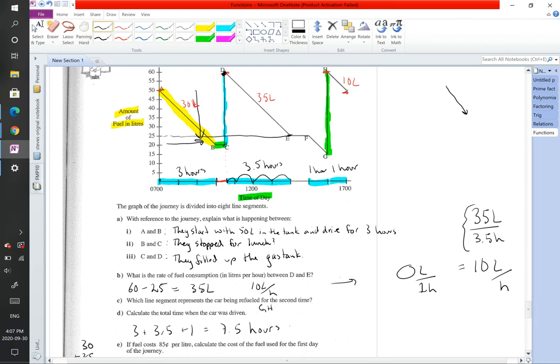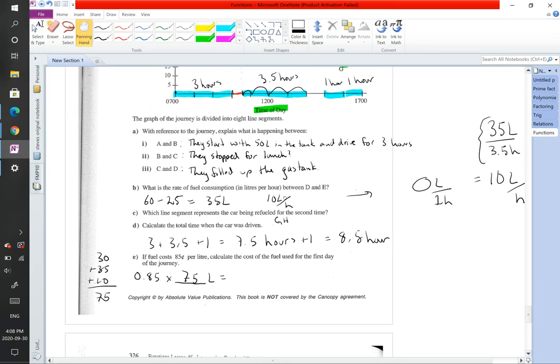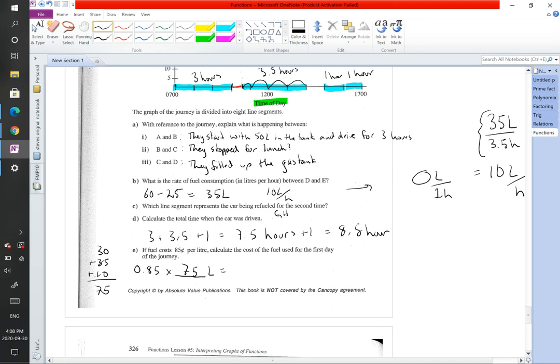So that means that the total time driven is going to be 8.5 hours. And we used another 10 liters of gas there. So if we add 10, that is going to be 85. I'll just erase it. I thought that would work better. So we actually used 85 liters at 85 cents a liter, and that, if we multiply together, will be $72.25.